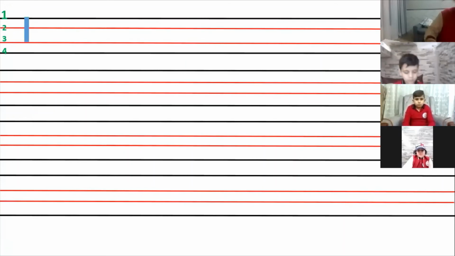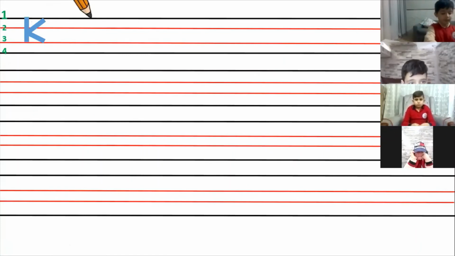بعدها شنو أسوي؟ Put the pencil on the second line. ضع القلم على السطر الثاني and draw a slanting line خط مائل from the second line to the first line. بعدها شنو أسوي؟ Another slanting line خط مائل آخر from the second line to the third line. This is the capital letter K. هذا هو الحرف الكبير K.